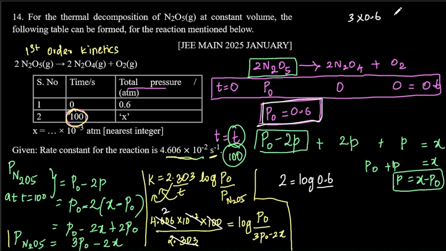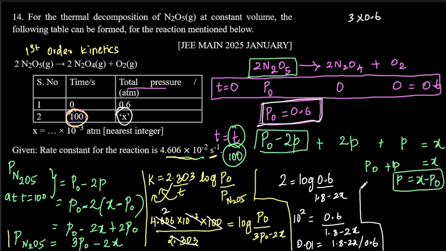3 into 0.6 is 1.8, minus 2x. You have to find the value of x. So you have to remove log from the right hand side. You have to raise everything to the power of 10. The left hand side will become 10 power 2, and when you raise the right hand side to the power of 10, the log will get cancelled. So you will get 0.6 by 1.8 minus 2x. Just take reciprocal, so 1 by 100 will become 0.01 equal to 1.8 minus 2x divided by 0.6.